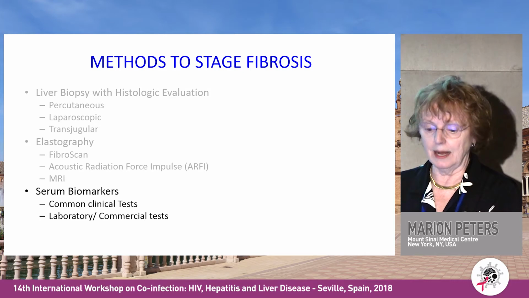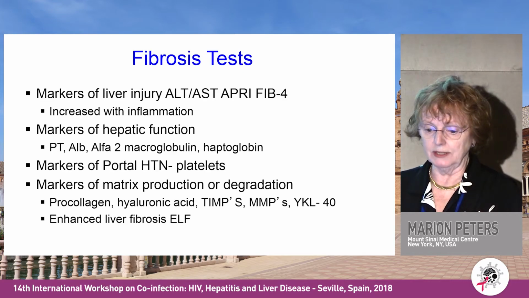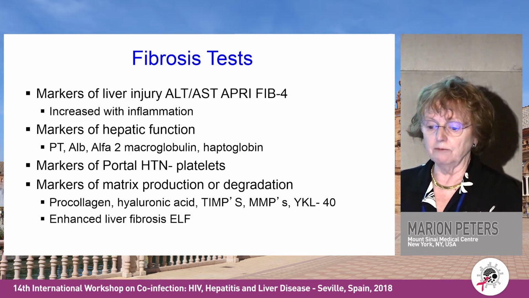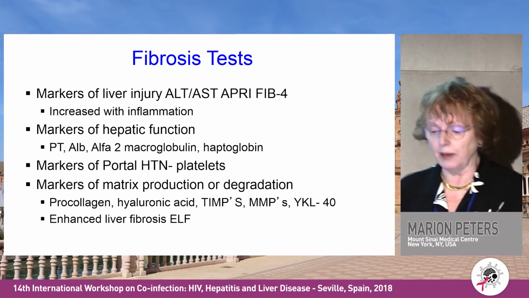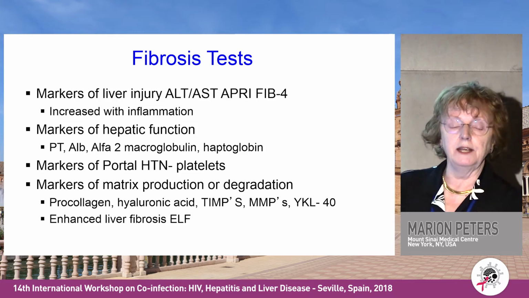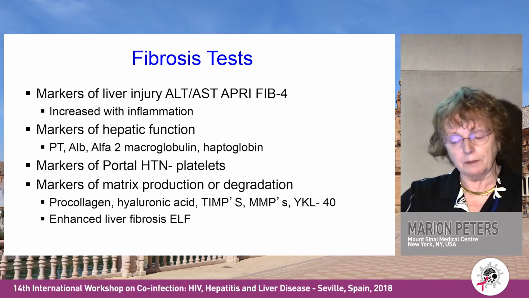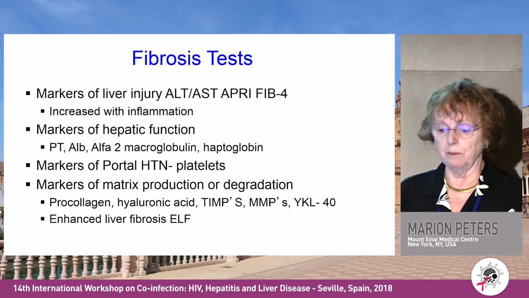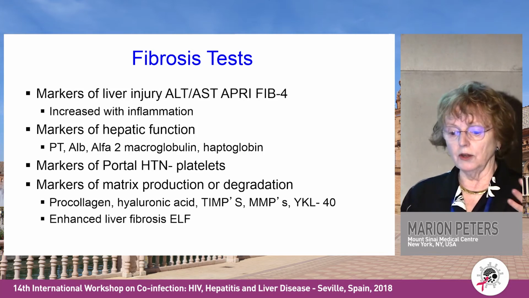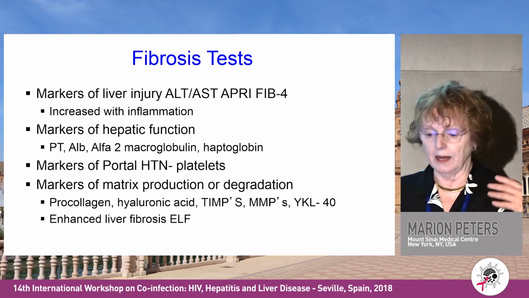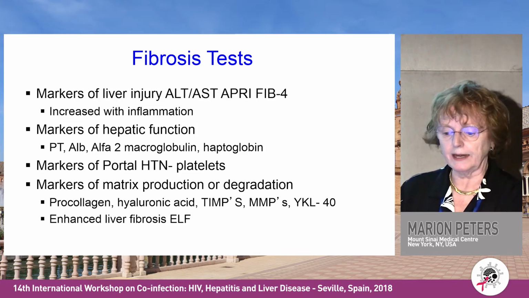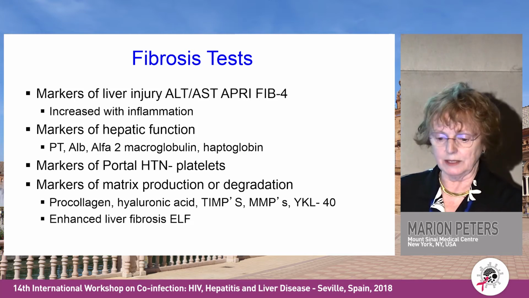What about serum markers and other common clinical tests? Well, there are markers of liver injury, AST to ALT ratio, the APRI, AST to platelet ratio, or FIB4. They're very good at looking at severe versus none, but not very good in between, and are increased by inflammation, because of course you just heard from that lovely talk by Dr. Beringer on the effect of inflammation. And markers of hepatic function, they also are affected by inflammation and hepatitis.